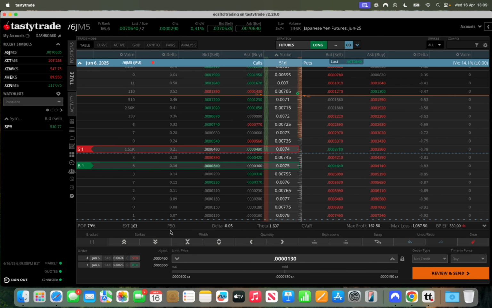So you have a P50 here, which is probability of hitting 50% of max profit at some point during the trade, which is not displayed for futures. For equities, it's displayed, but basically your P50 is going to be about 10 to 15% higher than your POP. So we would be looking at a 90% win rate here, a 90% chance of success. In fact, it's over 90%, okay?